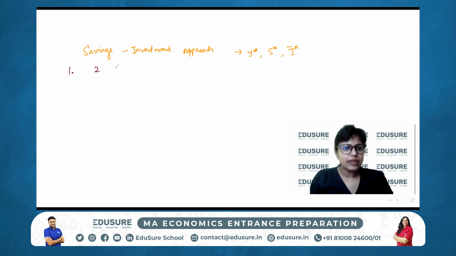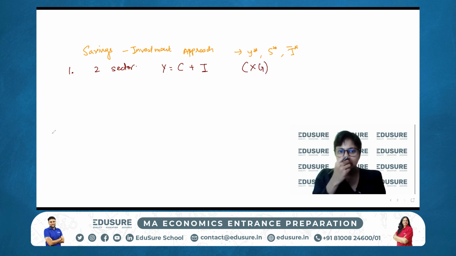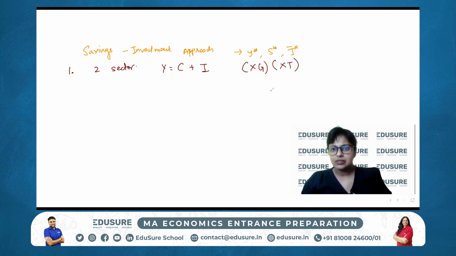Sabse pehle, we can take a two-sector model. Two-sector model meaning, sirf do sectors hai. Kaun se do? Consumption and investment. What have we done? We have removed government. Okay, so two-sector model mein, humne government ko hata diya. We are saying ki sirf do sectors hai. So government ko hata diya, matlab humne tax ko bhi hata diya. Okay, so no government, no tax. Okay, government aur tax ko hata diya ek baar ke liye.